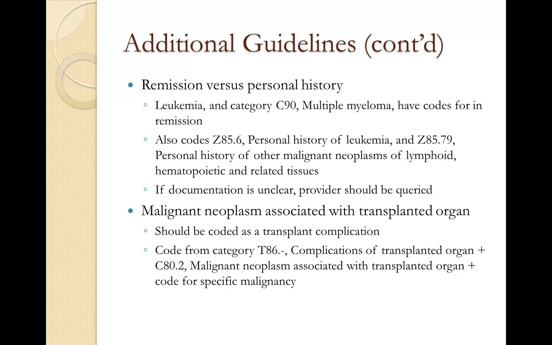Malignancies associated with a transplanted organ. Again, it's just a really specific guideline for a really specific scenario. If this happens, then you end up with a T86 code, complications of a transplanted organ, and then you get your C80, which is a malignant neoplasm associated with the transplanted organ, and then you would have a code to specify the exact type of malignancy that the patient is having.